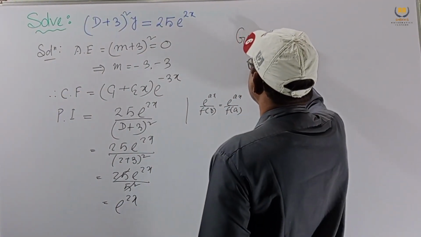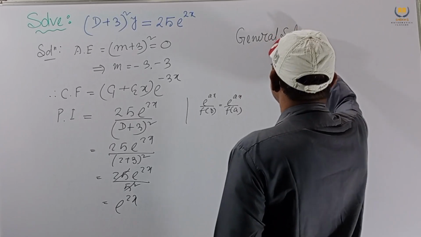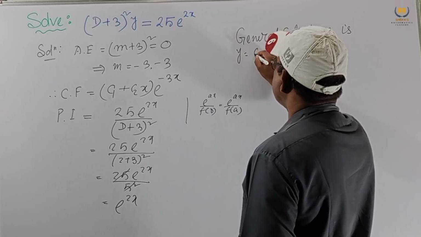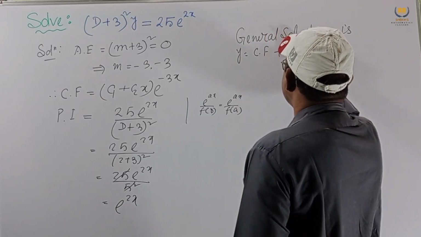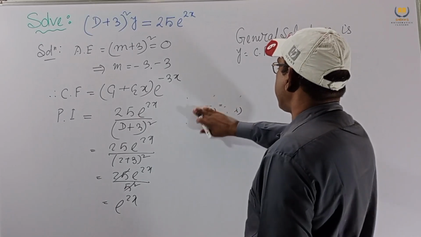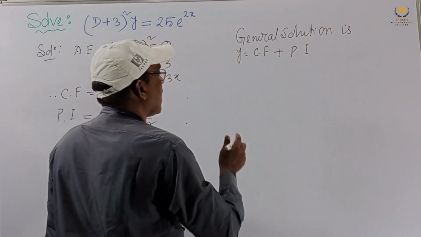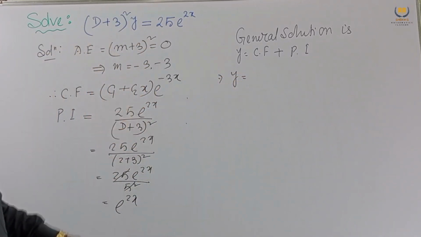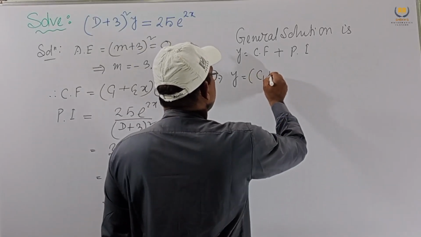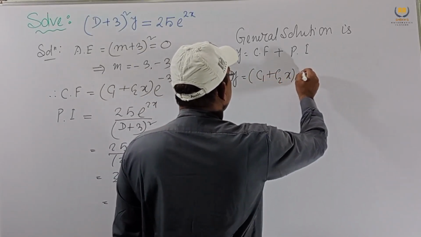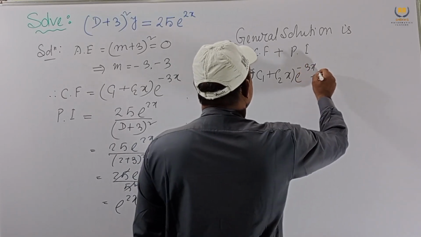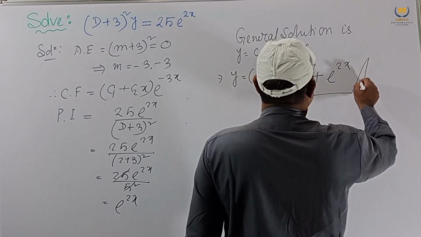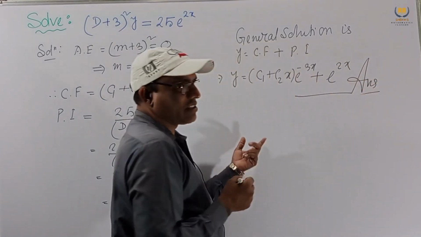General solution is y equal to CF plus PI. We get this, and this implies CF, the complementary function, is (c1 plus c2 x) e to the power minus 3x, plus PI e to the power 2x, and this is our final answer. Very easy solution, very interesting.